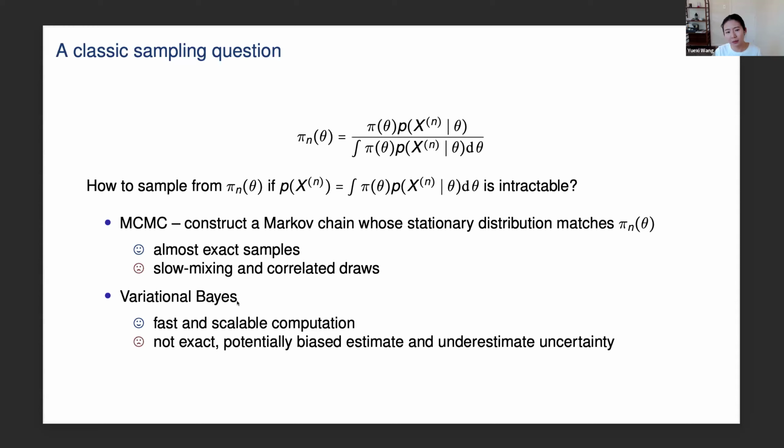The second type of approach for this type of question is the variational Bayes family. Essentially, we turn this sampling question into an optimization problem. You pre-specify an approximation family, and you want to find which distribution in this family is closest to your target distribution. Since it's an optimization problem, it's fast and scalable to compute, but you also pay a cost, say using an approximation family, or you sacrifice the dependence among the parameters. You won't get exact draws from your target distribution, and this oftentimes can lead to biased estimates or improper uncertainty quantification for your downstream analysis.